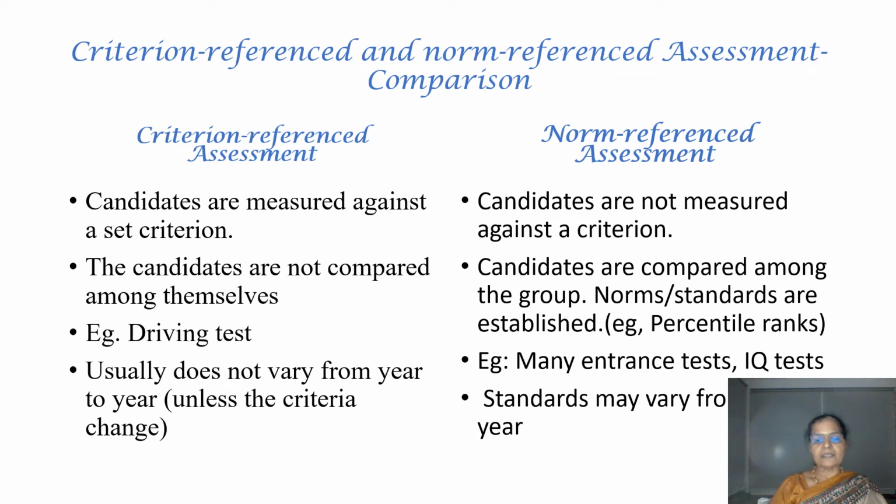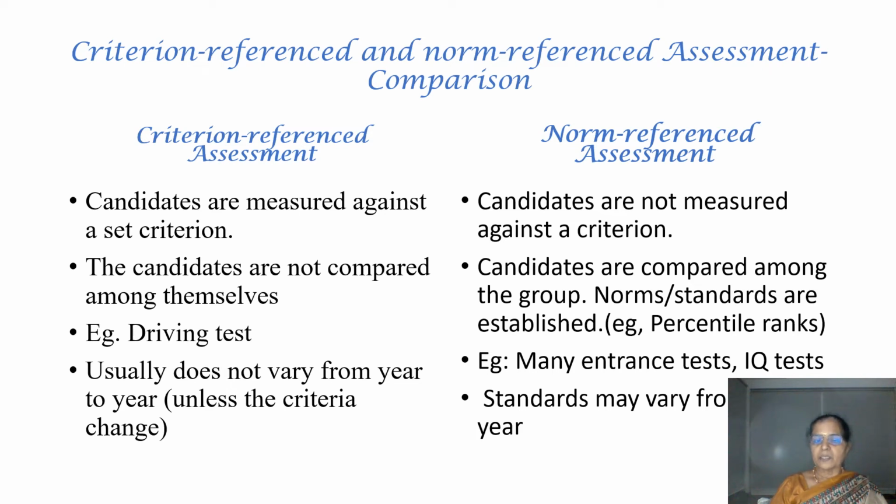You are declared pass and you will be given the driving license, whether it is a two-wheeler or four-wheeler. You are not compared with the other candidates who have come to take the driving test. See, you are asked to draw 8. That's all. That is the criteria set for that driving test. So this is criteria referenced test or criteria referenced assessment. Sometimes it is called CRT, criteria referenced test.